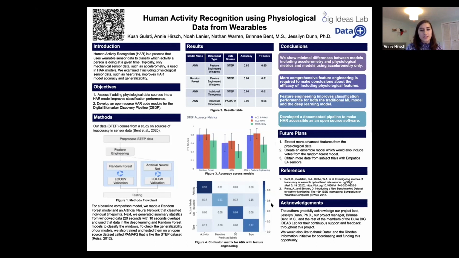That's the confusion matrix for our best performing deep learning model, which is the artificial neural network that has engineered window features. Taking a look at activity, which is the top left corner, it performs the best, which makes sense because activity is much different compared to baseline, sitting up, deep breathing, and typing. So the model was able to pick up on those differences better.